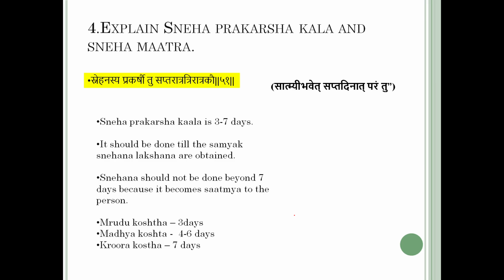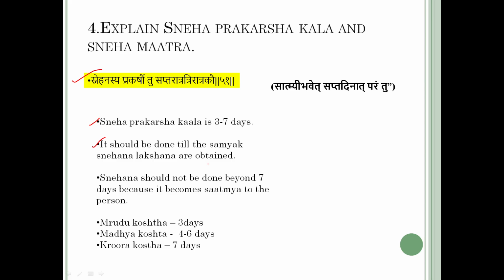And next question is, explain Sneha Prakarsha Kala and Sneha Matra. You have to learn by heart the small shloka, that is Snehasya Prakarshavtu Saptaratra Triratrakau. So Sneha Prakarsha Kala is 3 to 7 days. So either you have to give 3 days or maximum is 7 days, or between that. You cannot give less than 3 days or more than 7 days. So it should be done till the Samyak Snehana Lakshana are obtained.